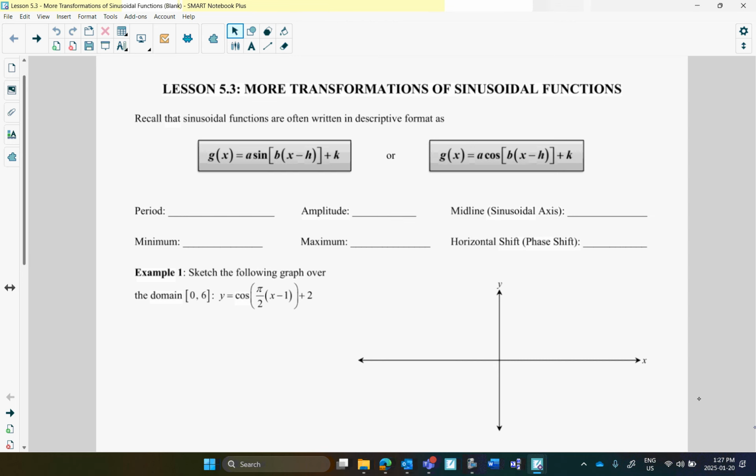So as we talked about in the last lesson, we can graph transformations of sine and cosine, or sinusoidal functions, or we also call them periodic functions, by looking at the transformation equation and getting the following properties. So remember, the regular period for sine and cosine is 2 pi, but if there's a value for b, we've got to divide by it.